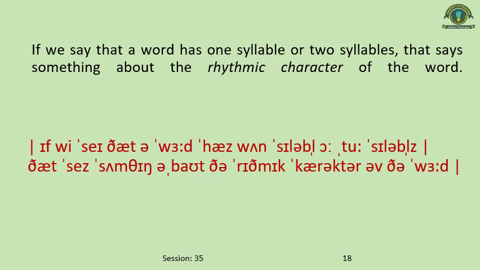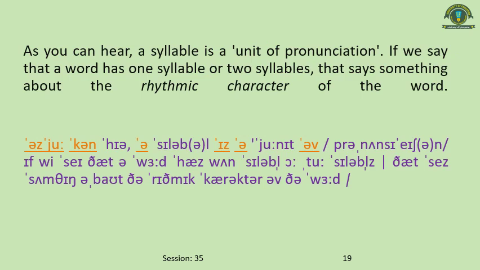If you know all the phonemes of English, you can understand how it's written in phonetic transcription. Is it clear? Now, this sentence, as you can hear: a syllable is a unit of pronunciation. If we say that a word has one syllable or two syllables, that says something about the rhythmic character of the word. Is it clear?